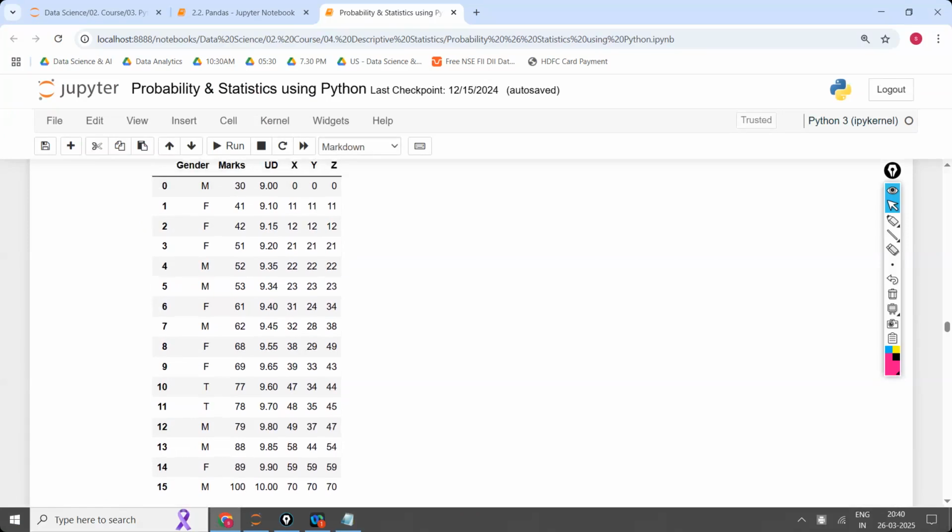Number of bins equal to 4 means what interval size do you get? What is the minimum value? 9. What is the maximum value? 10. What is the interval size? 10 minus 9 divided by 4, which is 1 by 4, 0.25. Now starting value 9. In the distribution, 9.25 followed by 9.5 followed by 9.75 followed by 10. Now draw the histogram.